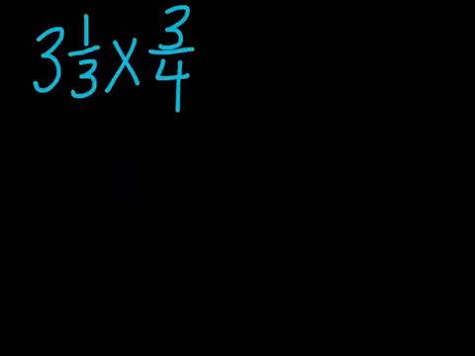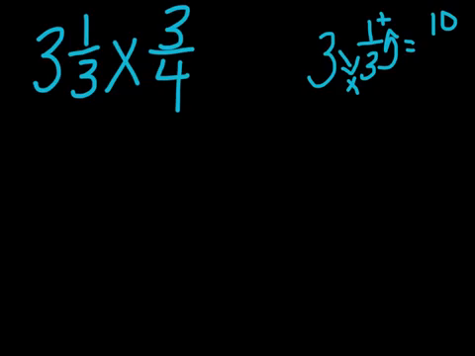Okay, so now let's look at multiplying mixed numbers and fractions. You have to take your mixed number and change it to an improper fraction. You cannot just multiply a mixed number times a fraction. So the first step in this problem is to take that mixed number, 3 and 1/3, and change that into an improper fraction. And you do that by taking your whole number, multiplying it by your denominator, and then adding in your numerator. So 3 times 3 is 9, plus 1 makes 10, and that all goes over the same denominator. So it goes over 3. So now my problem becomes 10/3 times 3/4.